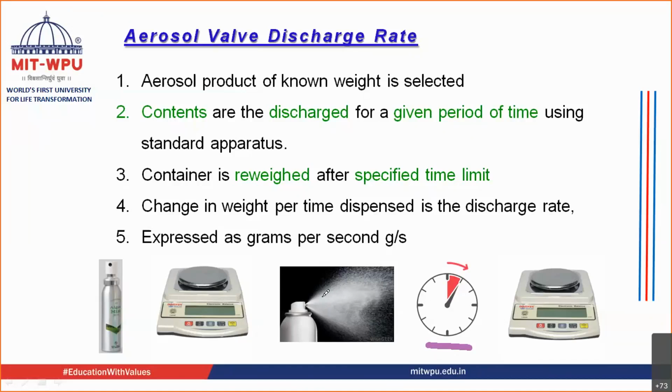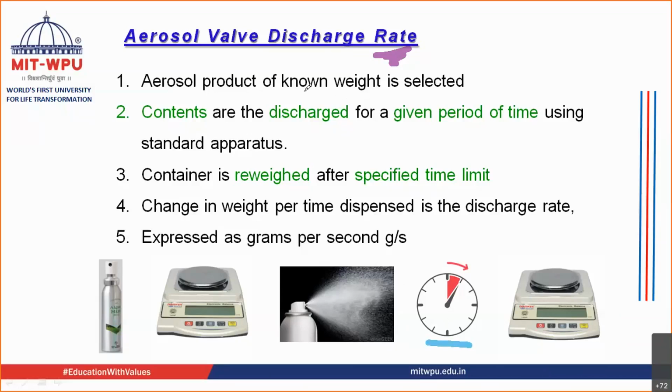After pressing the actuator for a fixed period of time, then again you are going to weigh the container, and you are going to find out the amount of material that is getting removed from this container in this specific amount of time. That is why you call it a rate. Whenever you call it a rate, it is a fixed time. So how much of the contents are thrown out in a fixed amount of time, that you determine with your aerosol valve discharge rate.